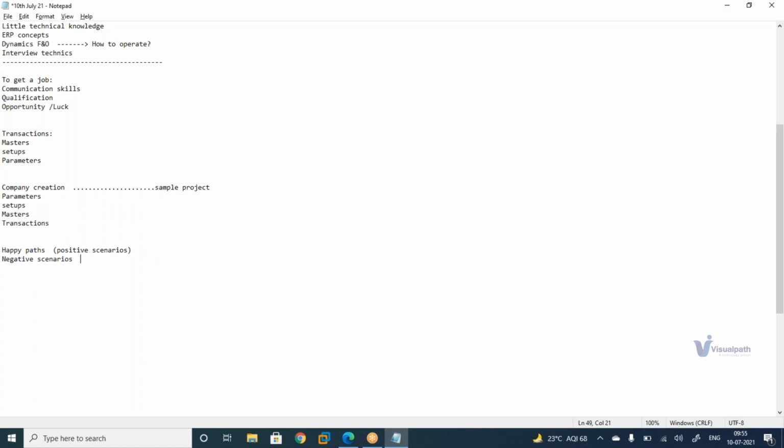Okay, and then the timings will be morning 6 to 7 one batch and 7 to 8. Usually 6 to 7 will be the trade and logistics batch, and this is finance. It will be Monday to Friday, weekdays only. Usually it will be 2 to 2.5 months.